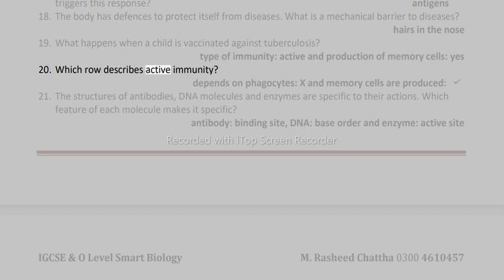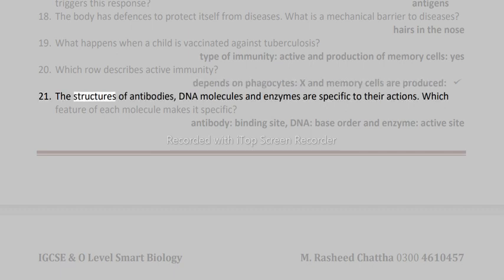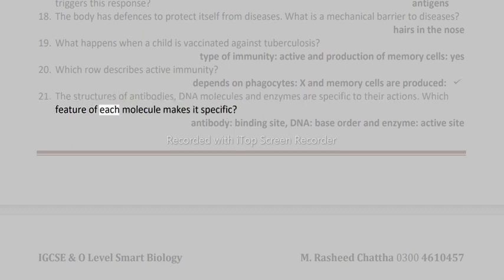20. Which row describes active immunity? Depends on phagocytes, X and memory cells are produced. 21. The structures of antibodies, DNA molecules and enzymes are specific to their actions. Which feature of each molecule makes it specific? Antibody, binding site; DNA, base order; and enzyme, active site.